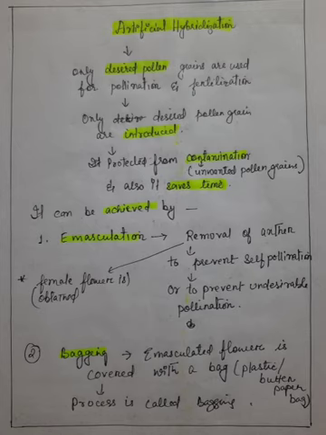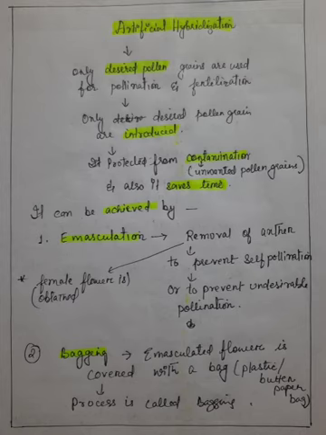The advantage is that it protects from contamination, that is, unwanted pollen grain. As you know, during pollen transfer or pollination, different types of pollen grain also land on the stigma, right? And then later, the plant rejects those pollen grains. So to avoid this, this method is applied, and it also saves time. This process can be achieved by two methods: emasculation and bagging.